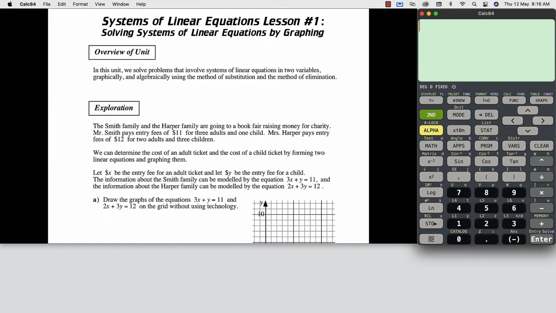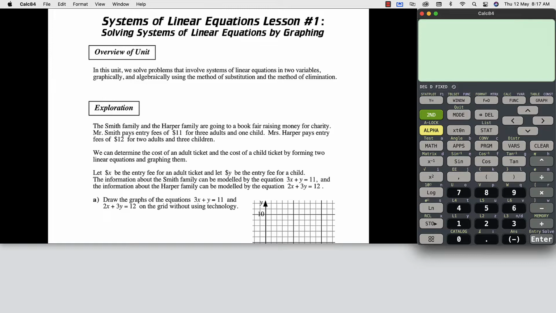It's Unit 10, Lesson 1, last unit of this course. We're going to be looking at systems of linear equations. So basically what we're going to be doing is having an equation that has two variables and using two equations to solve for the x and y, or the two unknowns. So let's take a look at this first exploration right here.